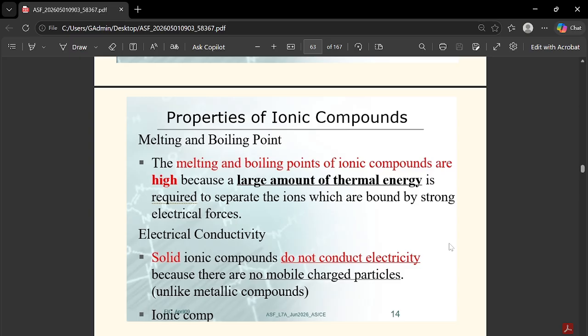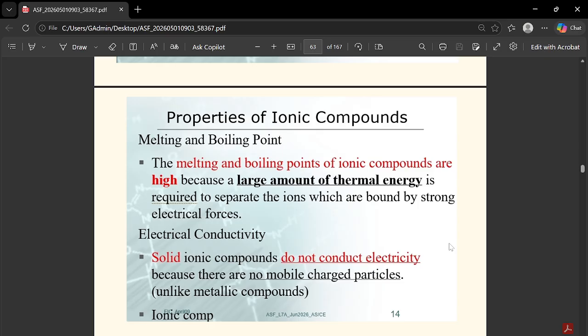So the properties of ionic compounds, like I said, are melting and boiling point, as well as electrical conductivity. The melting and boiling points of ionic compounds are high, essentially because a large amount of thermal energy is required to separate these ions from each other, which are held together by strong electrostatic forces.